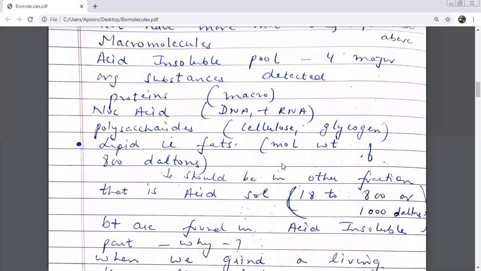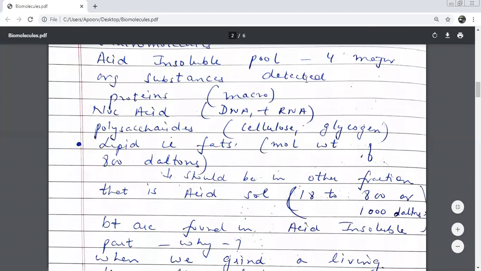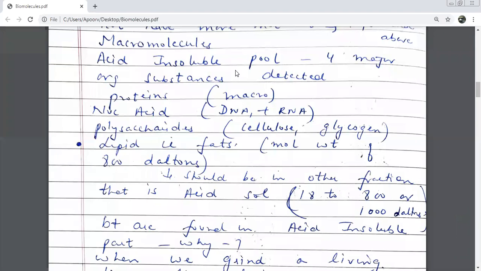When I showed you this figure, I told you that there is the acid soluble pool and there is an acid insoluble pool. The part which does not dissolve in trichloroacetic acid was known as acid insoluble pool. If you check what is not dissolving in acid, you will get four things mainly. One is proteins. Next is nucleic acids, that is DNA and RNA. Third is polysaccharides, like cellulose and glycogen. And the last one, which you will get in the acid insoluble part, is lipids, that is fats.